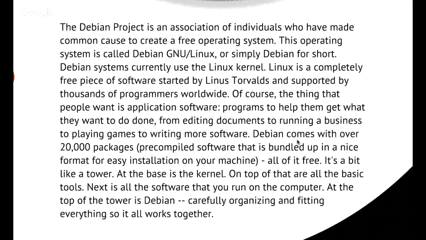Debian comes with 20,000 packages that came bundled with it, all of it free. It's a bit like a tower. At the base is a kernel. At the top, all the basic tools. Next, all the software you can run on the computer. At the top of the tower is Debian, carefully organized and fitting everything to work together.